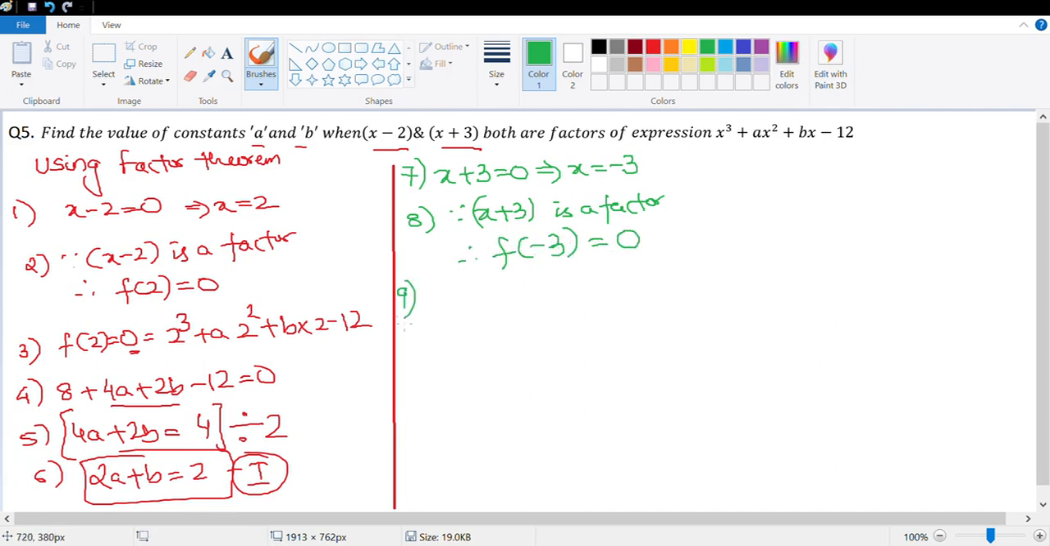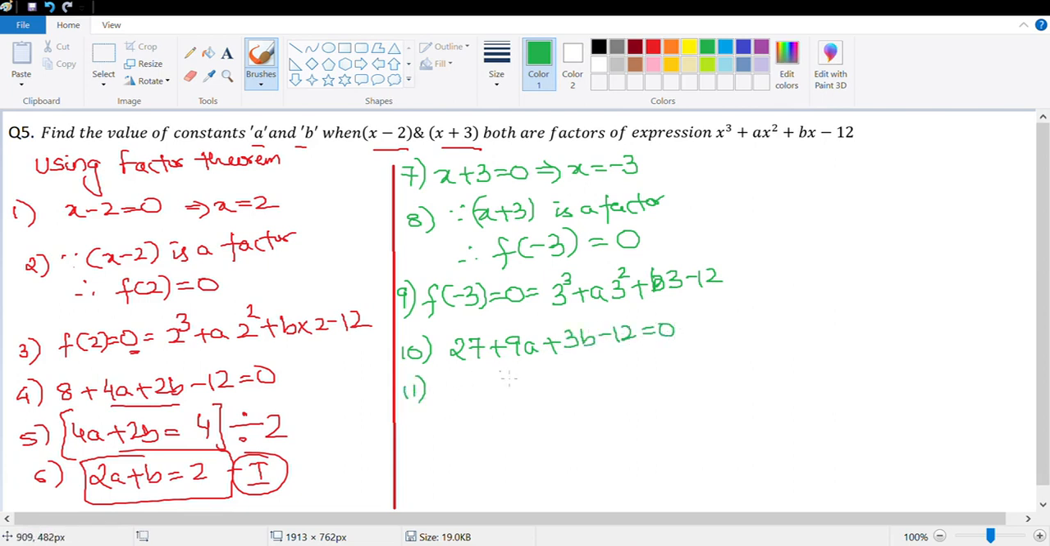Next, f of negative 3, which is equal to 0, is equal to 3 cube plus a times 3 square plus b times 3 minus 12. 3 cube, that's 27, plus 9a plus 3b minus 12 is equal to 0. This gives us 9a plus 3b. 27 minus 12, that's 15. When I take 15 to the other side, that's negative 15. Yes, that's correct. When I take it to the other side, that's negative 15.